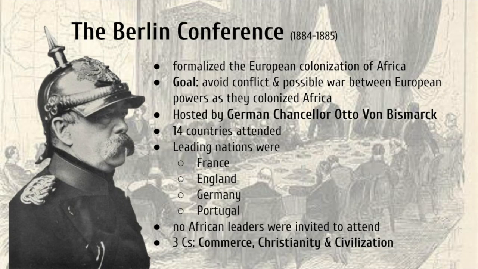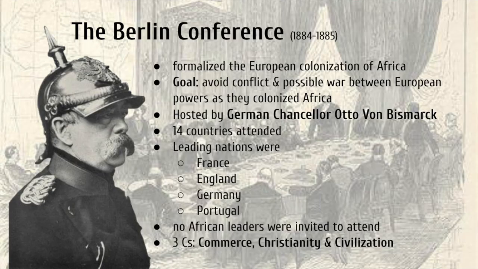The Berlin Conference is going to be hosted by the German Chancellor, Otto von Bismarck. He is a guy who for many years worked tirelessly to make sure that Germany, which is kind of centralized in Europe, surrounded by all these potential enemies, maintained this idea of a balance of power in Europe. So it is in his best interest, as well as other European countries' interest, to avoid fighting each other.